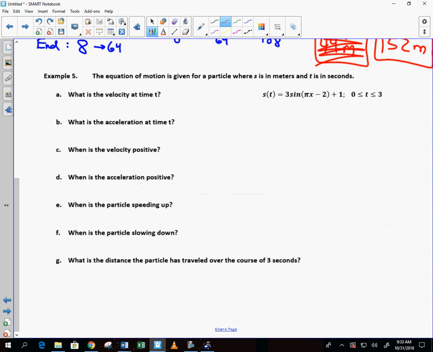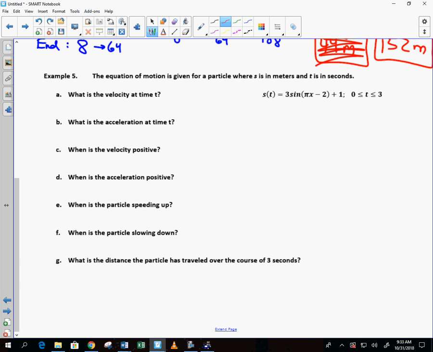Okay, last one. Good job. What's different here? Yeah, kind of disgusting, huh? So fortunately, we're really intelligent. We can handle it, okay? So it says 3 sine of pi x minus 2 plus 1.